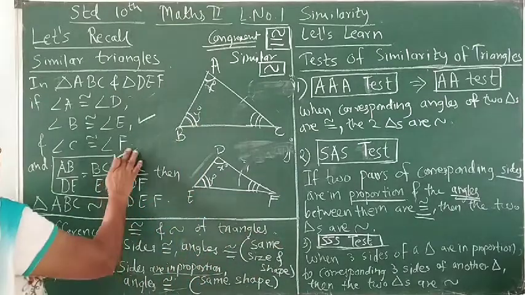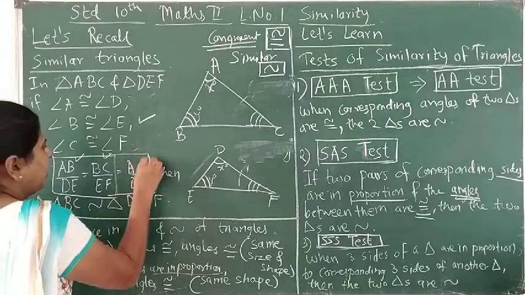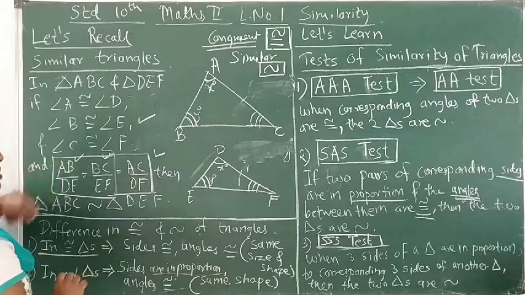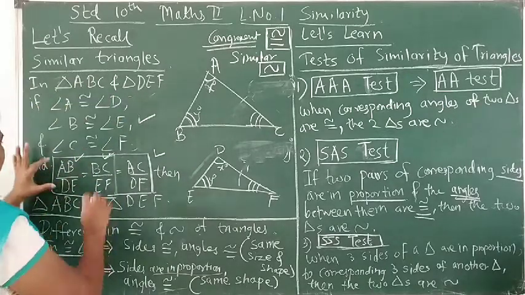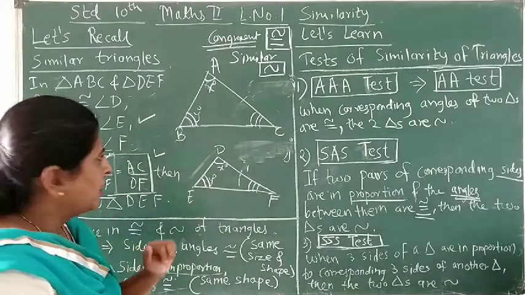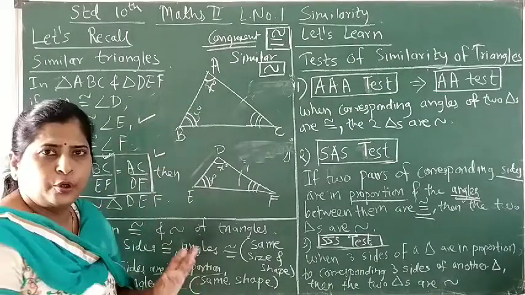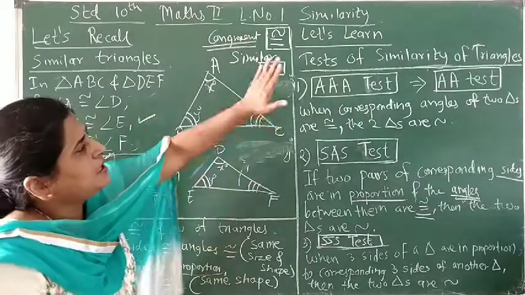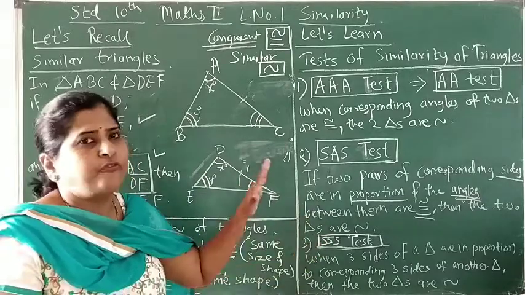Now we know that all these three pairs, first pair, second pair and the third pair, are in proportion. We know only this much. We do not know anything about angles. Still, we can say from only this information that these two triangles are similar. It means if three sides are in proportion, automatically the three angles are going to be congruent. We need not prove that. Okay, so these are the only three tests of similarity of triangles.